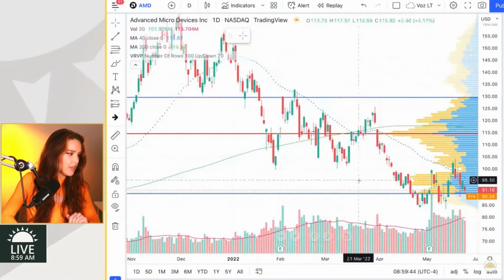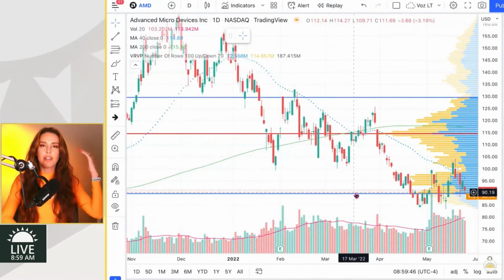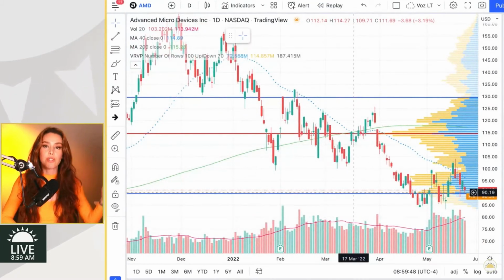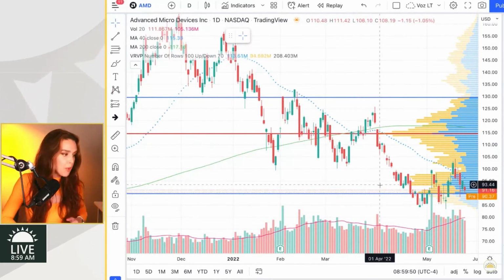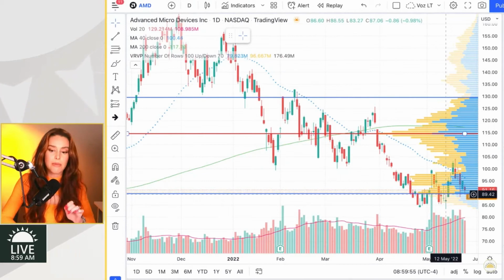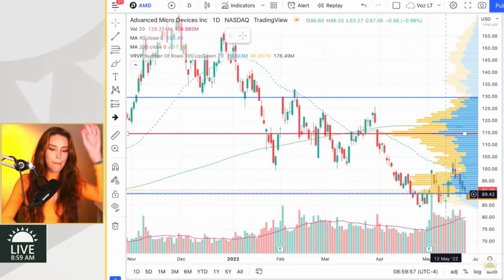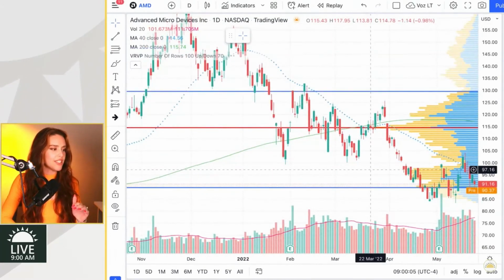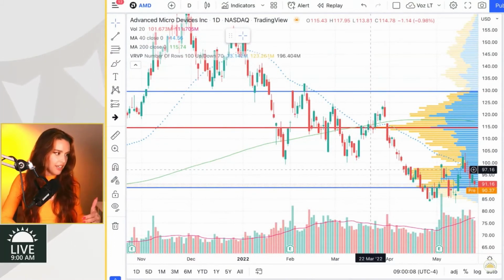Right now, if you could see, we spoke about yesterday how the top of the volume profile is the resistance, the bottom is the support. Now, right now, it looks like AMD is hitting some support, but this was tradable below. So the volume profile is a living, breathing indicator.